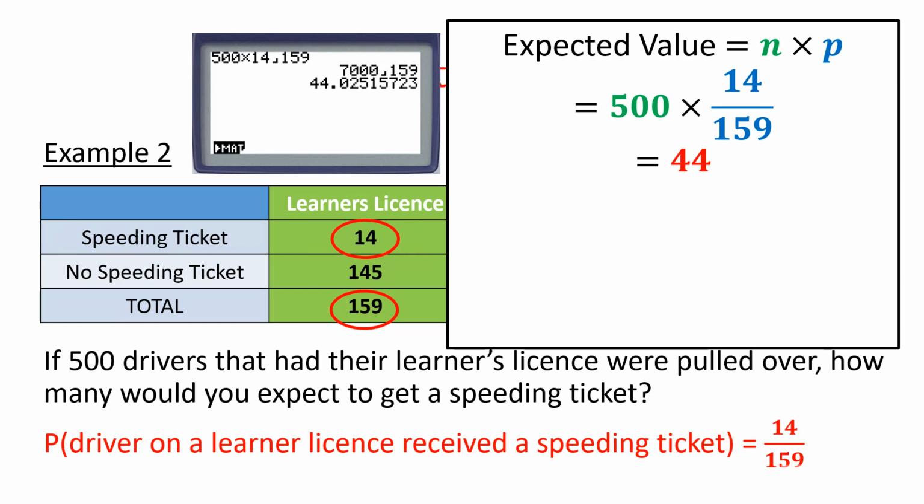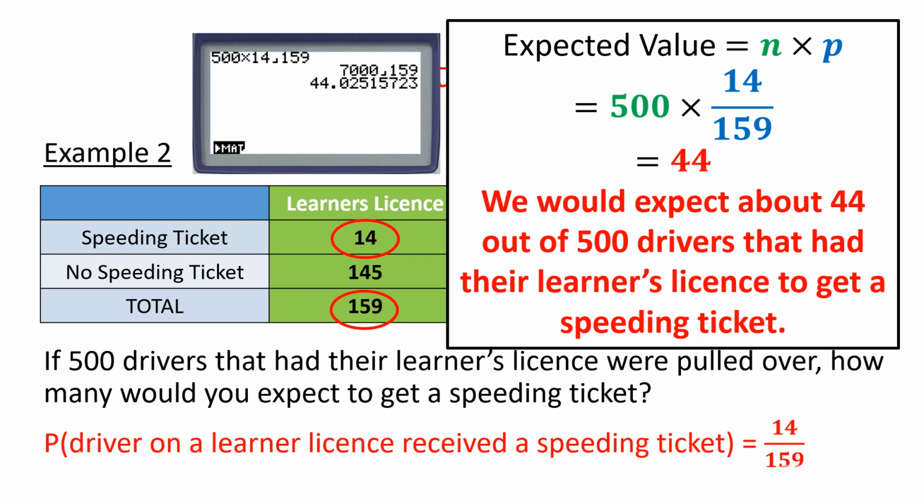Once again, we don't get a whole number. We get 44.025 something. So let's be sensible and round it to 44. And our statement we can say is this. We would expect about 44 out of the 500 drivers that had their learner's license to get a speeding ticket.